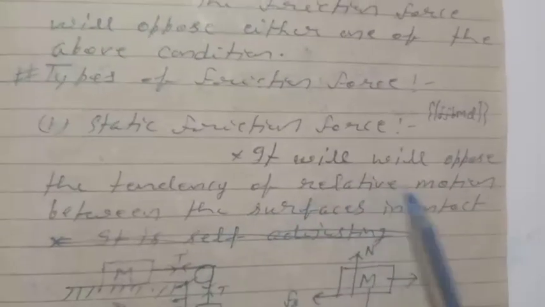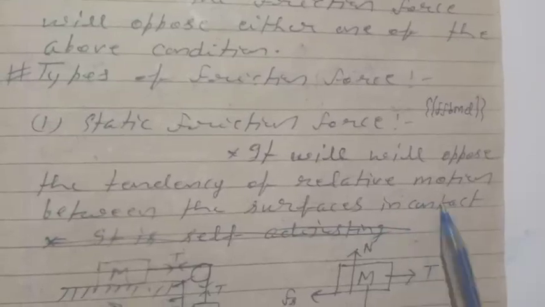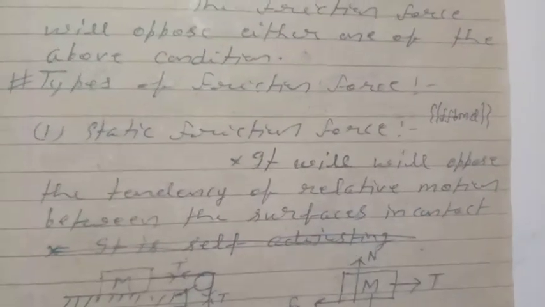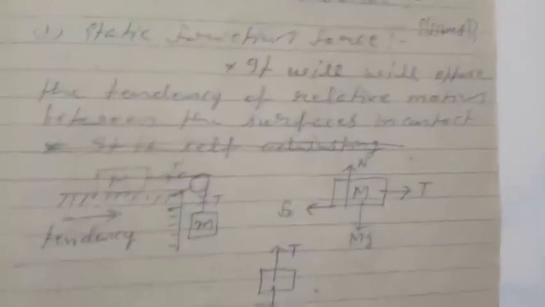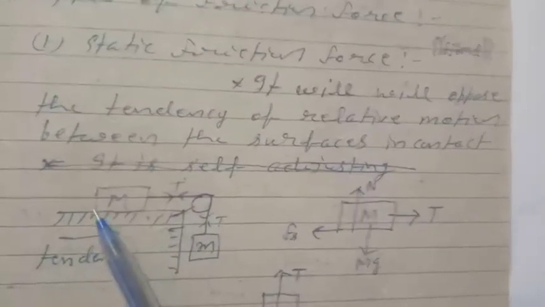Now the types of friction force. The first one is static friction force. It will oppose the tendency of relative motion between the surfaces in contact. Here the situation is shown: it arises when there is a tendency of movement or relative motion between the surfaces, then this force arises, but the body is not moving. It may be moving, but here it will depend on the situation.